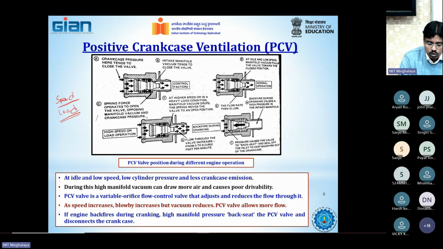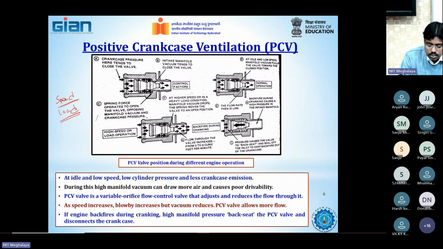Because of this variable manifold condition, certain issues will come, because of which you cannot just directly link a hose pipe from the crankcase to the manifold. I will discuss it one by one. Let us try to understand.